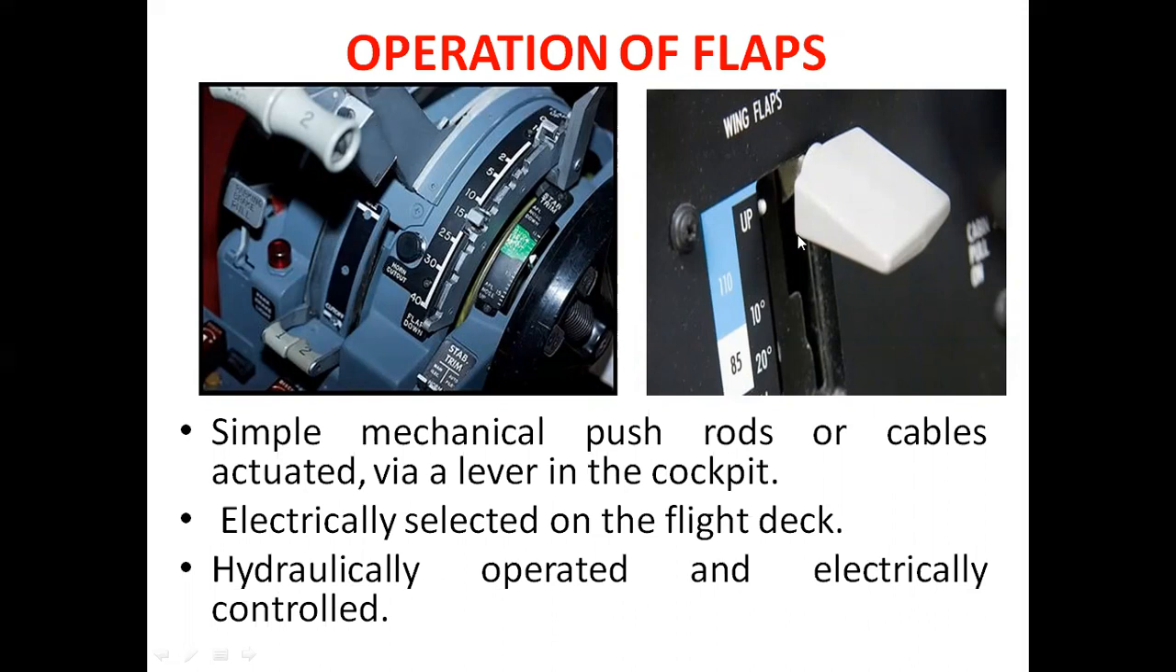This is the simple lever for lighter category aircraft, which is nothing but an electrical switch. Now, if the flap is required to operate 10 degrees, this switch will be placed at 10 degrees. Now, the actuator will operate and place the flap at the corresponding 10 degree position.